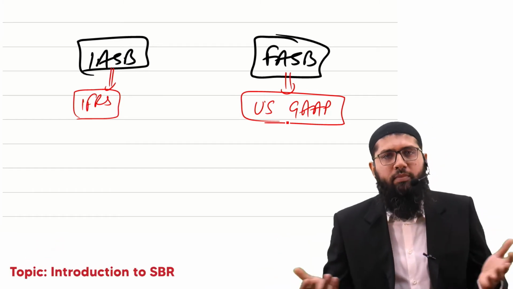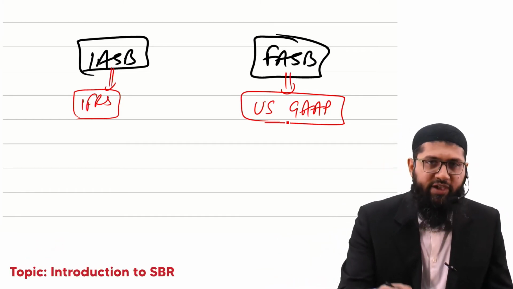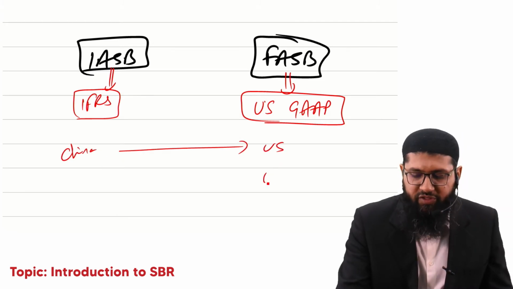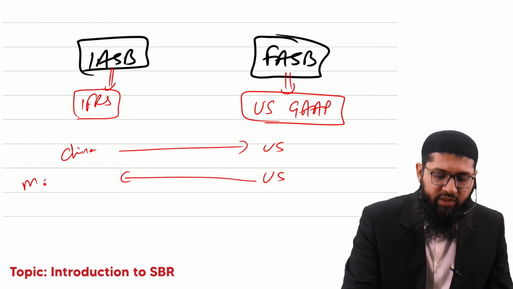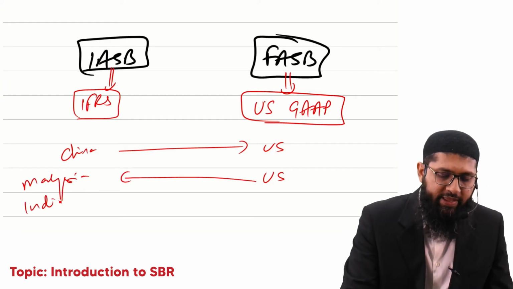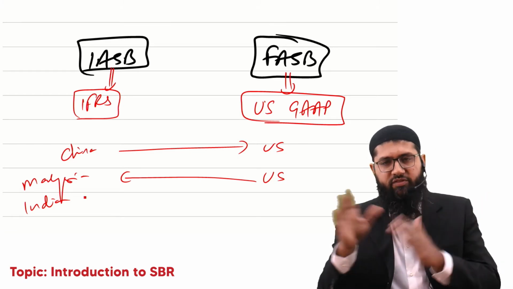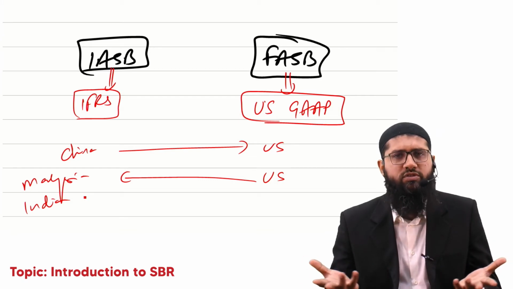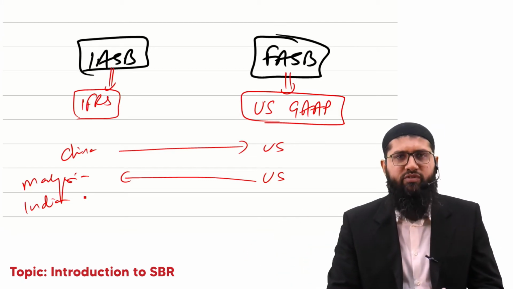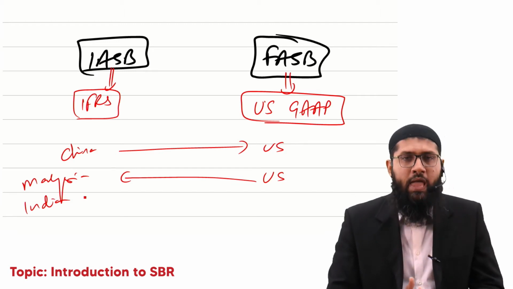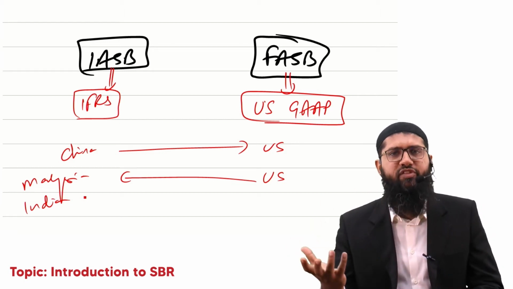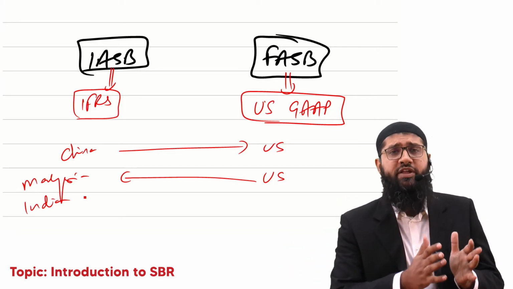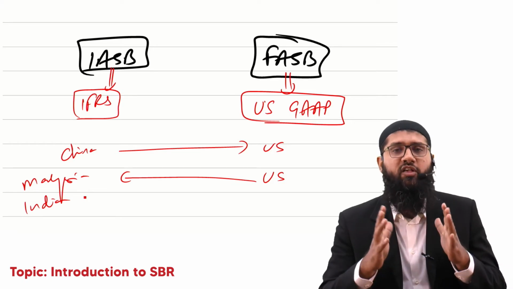Now, over a period of time, globalization has happened, and it has become very easy for somebody sitting in China to invest in the US, or for somebody sitting in the US to invest in Malaysia, India, etc. So there is cross-border investment, because countries want foreigners to invest in their country. What used to happen was that the accounting standards introduced by FASB were very different from the accounting standard treatment by IASB in many aspects.